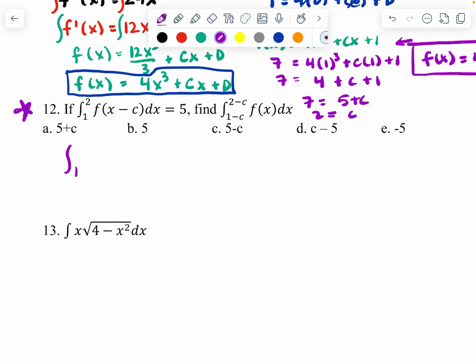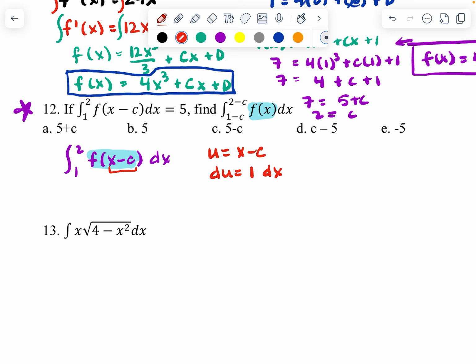I see this integral from 1 to 2 of f of x minus c dx. Okay, you guys, I want this f of x minus c to be an f of x. So I'm going to go ahead and do u sub on this. So what do you think your u is going to be? It's going to be the inside of the f. So the u is going to be x minus c. Then your du is going to be 1. Remember, c is just a constant, dx.